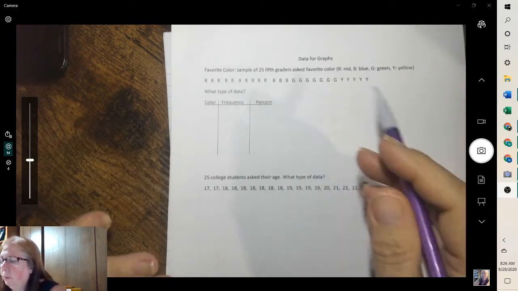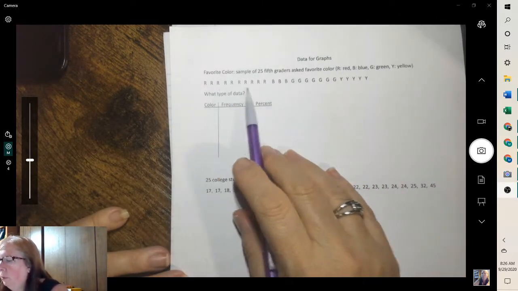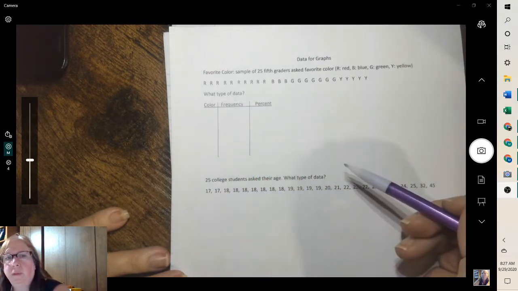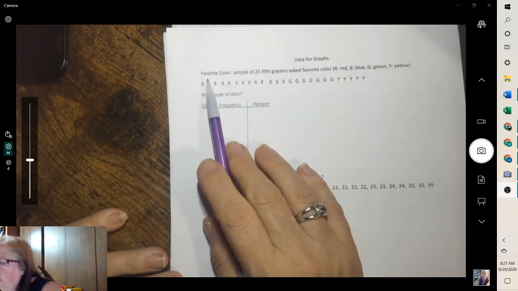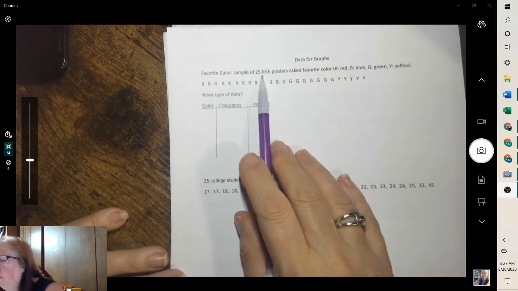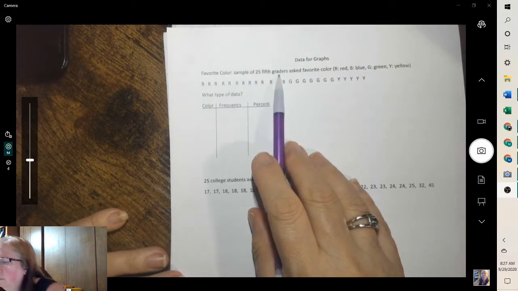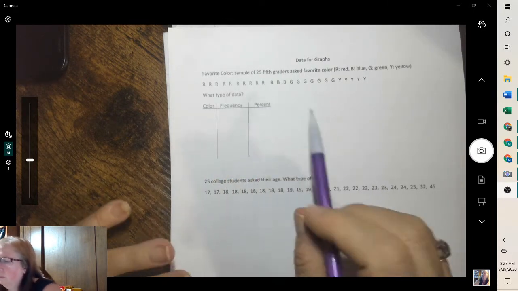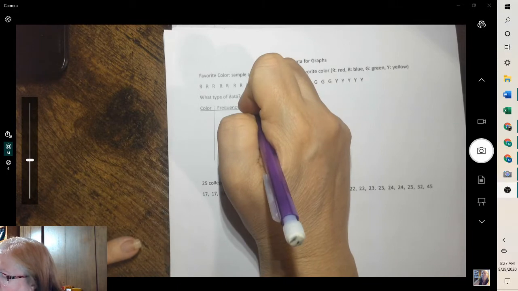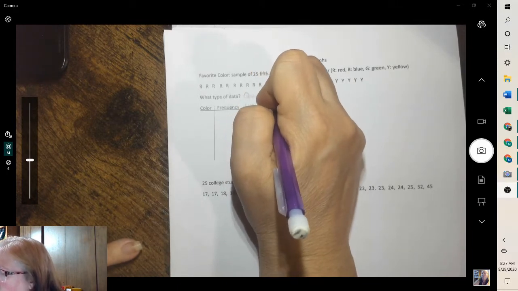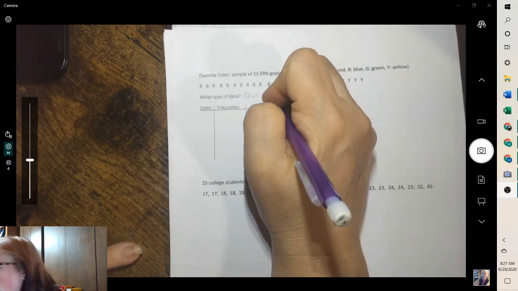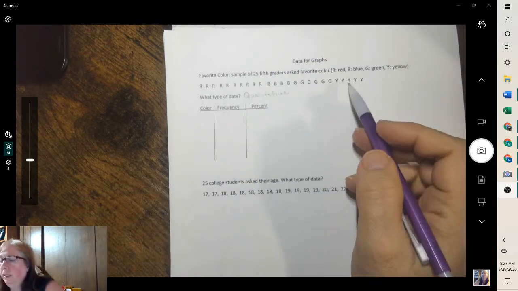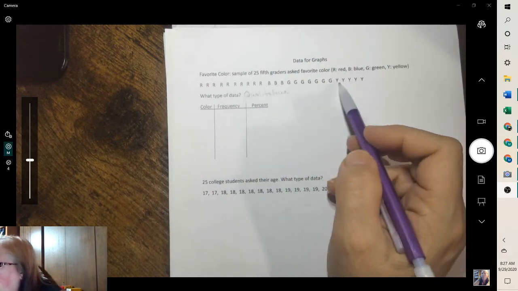When we're looking at the graphs, sometimes with all our data we need to organize it, and you can organize it in a frequency table. So if we look at this one, it was favorite colors of 25 fifth graders, and it asks what type of data. It's qualitative, because it's a quality: red, blue, green, yellow.